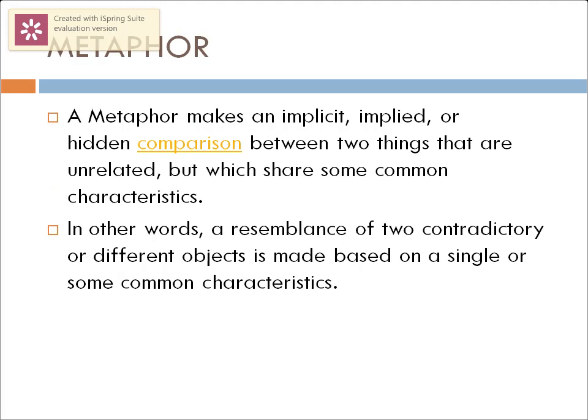Now let's move on to understand what a metaphor is. A metaphor is also a comparison between two unlike things, but it has a hidden meaning. It has an implicit or implied meaning. A simile is a direct comparison, but a metaphor is a hidden comparison. In other words, a resemblance of two contradictory or different objects is made based on a single or some common characteristics. Example, laughter is the best medicine. Laughter is not a medicine, and medicine and laughter are very different things. Laughter is said to be the best medicine. So it has the ability, just like medicine, to cure illness or sickness to some extent.